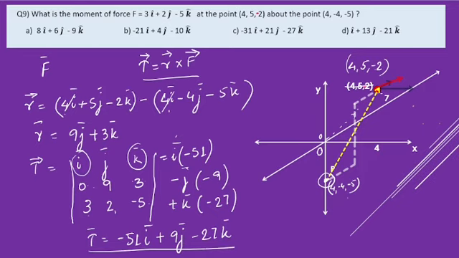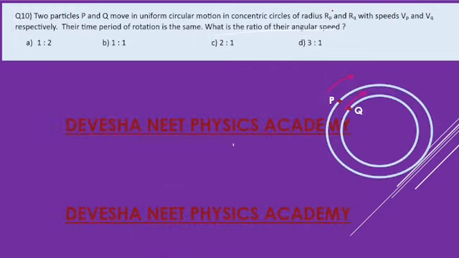There is a typo in this, so this should have been minus 51i plus 9j minus 27k instead. Apologies for the typo. Okay, let's move to the next problem now.